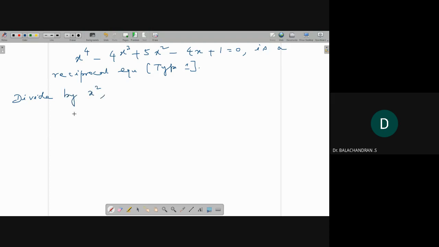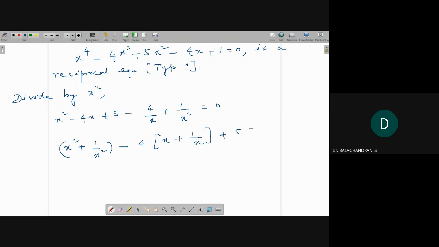So we'll get x square minus 4x plus 5 minus 4 by x plus 1 by x square is equal to 0. So now group the first and last, x square plus 1 by x square, and then take minus 4 commonly, x plus 1 by x, plus 5 equal to 0.